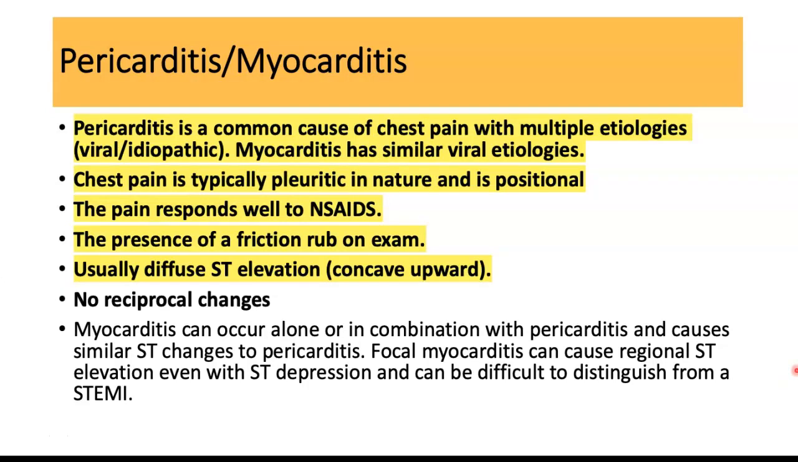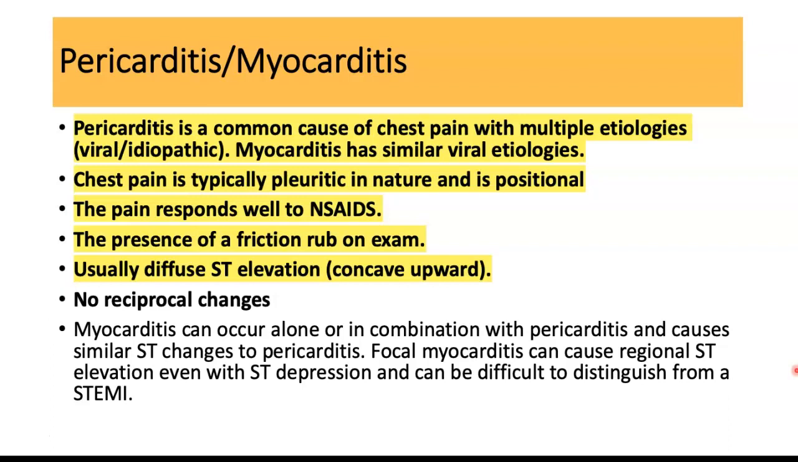Pericarditis is associated with inflammation of the pericardium, and myocarditis is associated with inflammation of the myocardium. Pericarditis, again, is usually related to infections. Viral is the most common. It has classic positional pain, worse with lying down, and feels better when the patient leans forward.